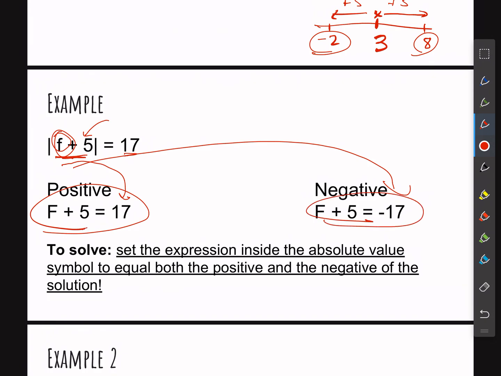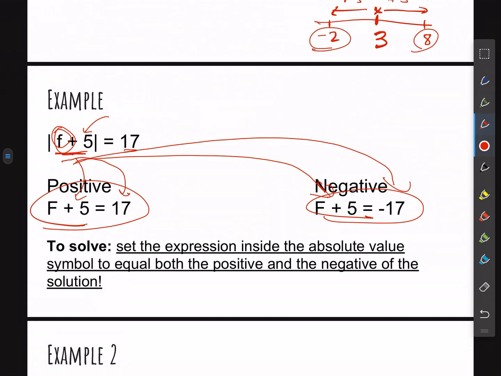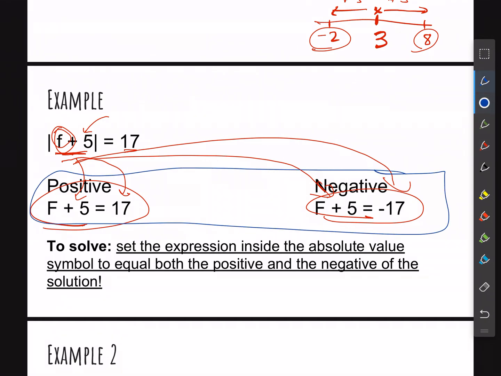Okay, so notice what I did was I took this out of the absolute value sign. I took f plus 5 out of the absolute value signs, so there's no more absolute values. In the blue box here, there's no absolute values anymore. So I took the f plus 5 out of absolute values, and I set it to equal positive 17, and I set it to equal negative 17.